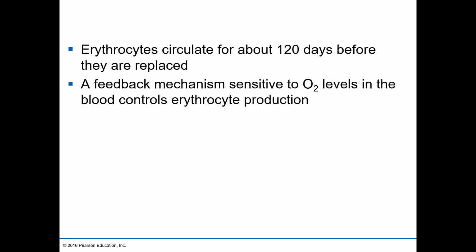So our erythrocytes are only in our body for about 120 days before they're replaced. So they get used really hard and then they get replaced. And so if you lose a whole lot of blood, it could take up to 3 months before your body can make up for it, which is why blood transfusions sometimes are extremely vital to survival if you have lost a lot of blood. This feedback mechanism is sensitive to oxygen levels in the blood, and it controls the erythrocyte production.